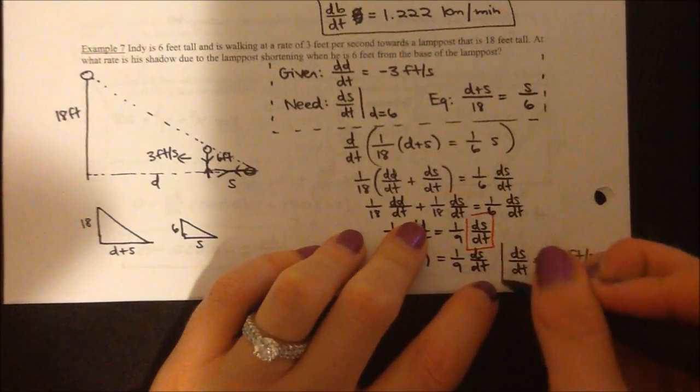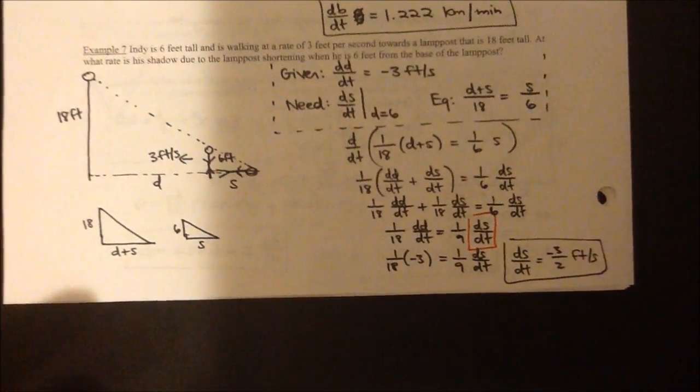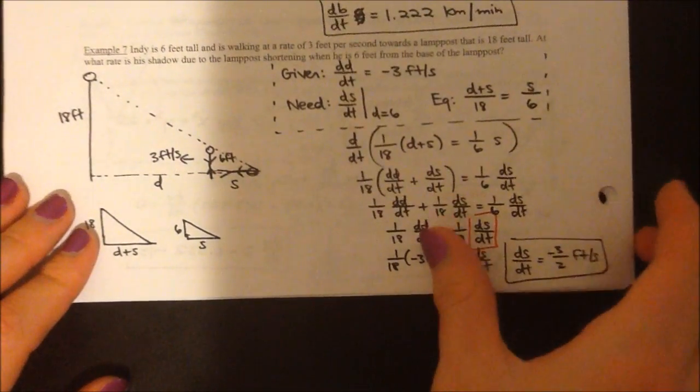So that should make sense. The closer you are to the lamppost, the shorter your shadow is going to be. So as he walks toward the lamppost, his shadow is actually shrinking. So the shadow problem, the trick is really just similar triangles.